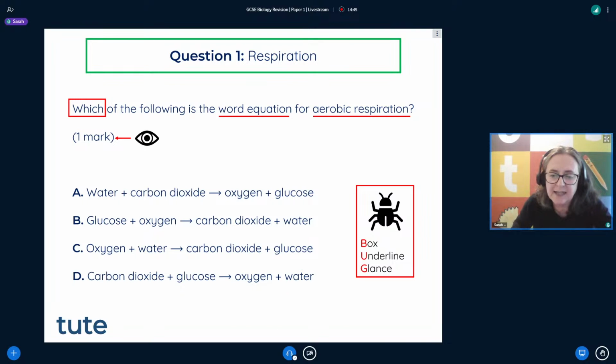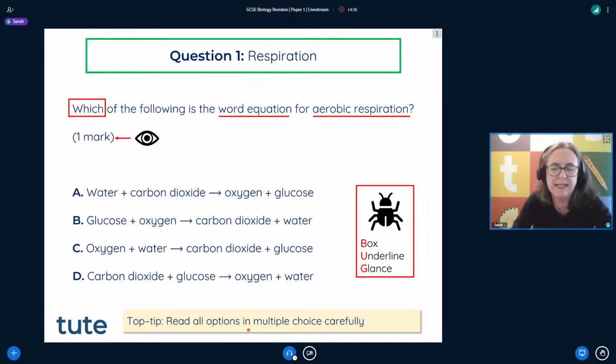So this is a classic multiple choice question. A top tip with all multiple choice questions is to read all the options carefully, because it's very easy to suddenly see an answer, think, oh, I know it, that's that one, without reading all of them and choosing it without realizing there might be a better answer further down the list.